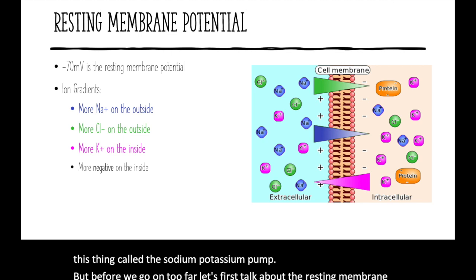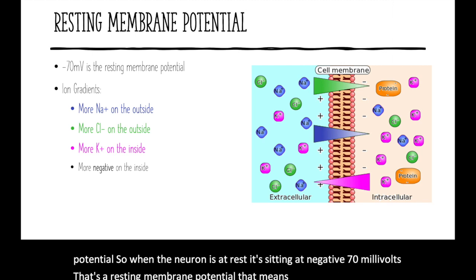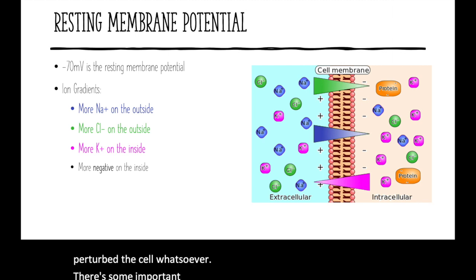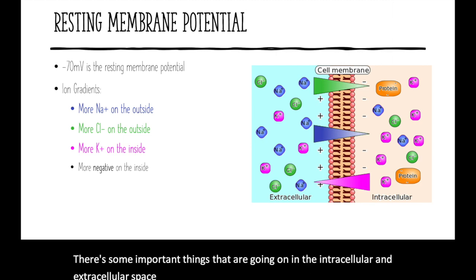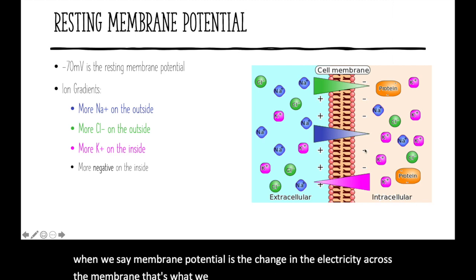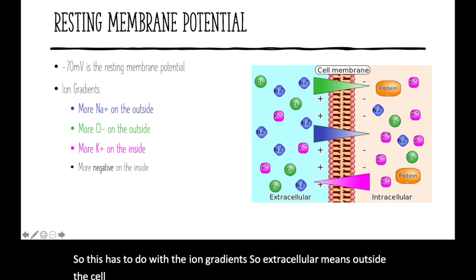So when the neuron is at rest, it's sitting at -70 millivolts. That's the resting membrane potential. That means nothing has perturbed the cell whatsoever. There are some important things going on in the intracellular and extracellular space that cause this very specific membrane potential. So when we say membrane potential, it's the difference in electricity across the membrane. That's what we mean by a potential. So this has to do with the ion gradients. Extracellular means outside the cell, and intracellular means inside the cell.